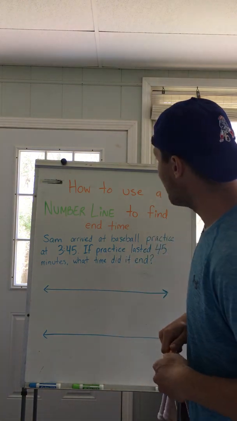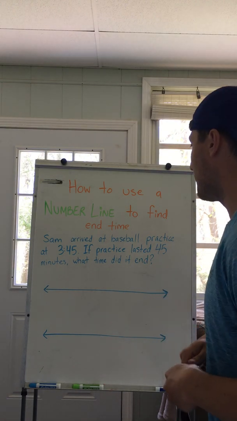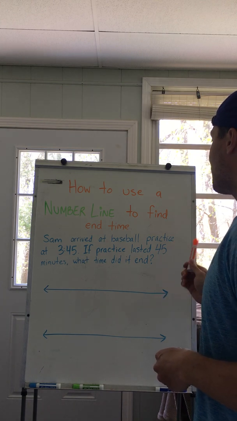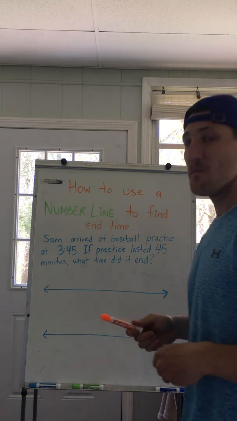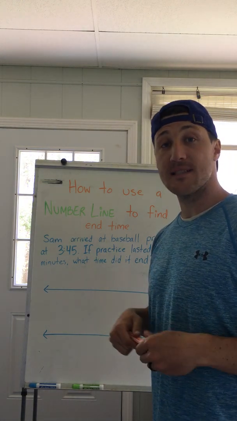Today we're going to take a look at how to use a number line to find an end time. Let's take a look at this problem. Sam arrived at baseball practice at 3:45. If practice lasted 45 minutes, what time did it end? Sounds reasonable. Kind of a short practice, but let's dive in.